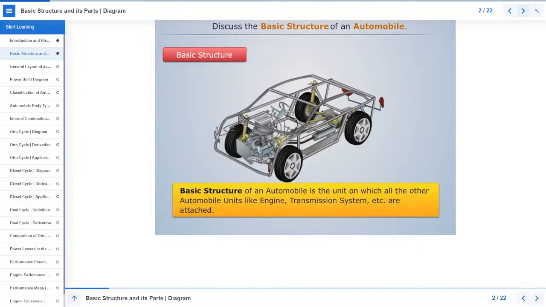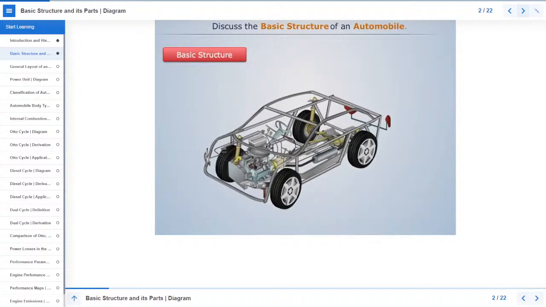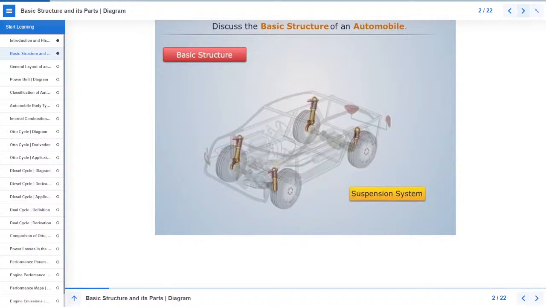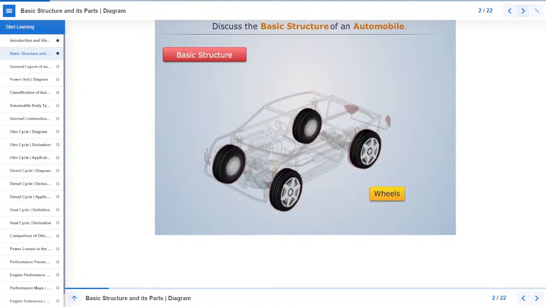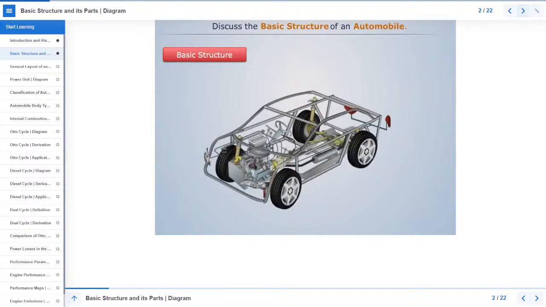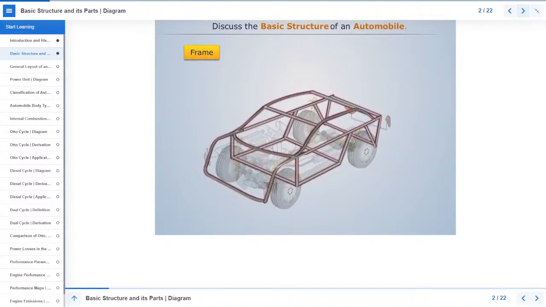Basic structure of an automobile is the unit on which all the other automobile units like engine, transmission system, etc. are attached. It mainly comprises of frame, suspension system, axles, and wheels. Now let's discuss each of them in brief. Frame. It is the main structure of an automobile that bears the most of its weight.